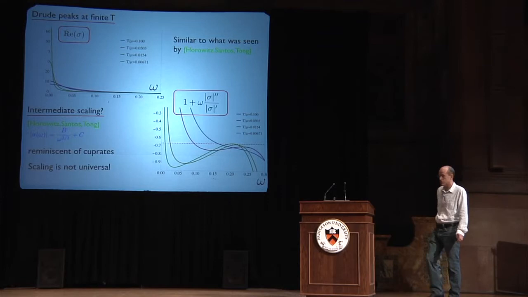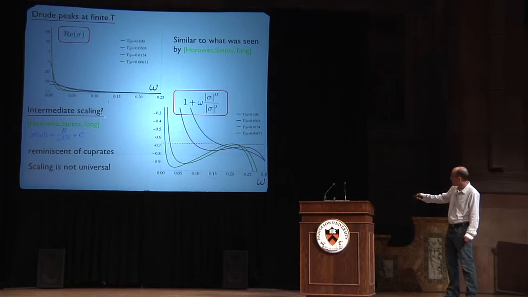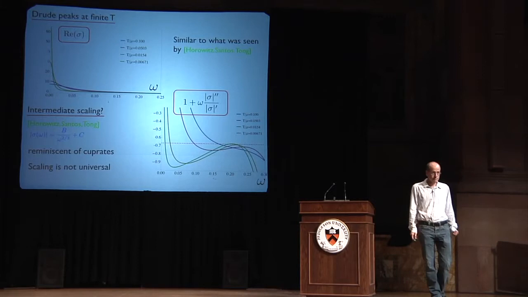If that's the case, and perhaps it was universal, then if you calculate this quantity, sigma double prime and sigma prime, it should approach minus 2/3. And for these models, it just doesn't. So that is certainly not a universal quantity.